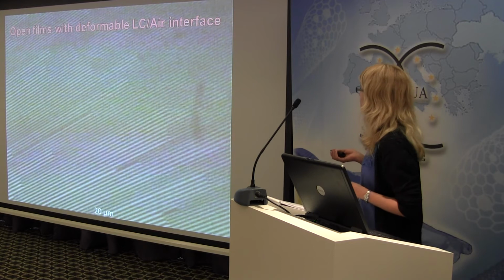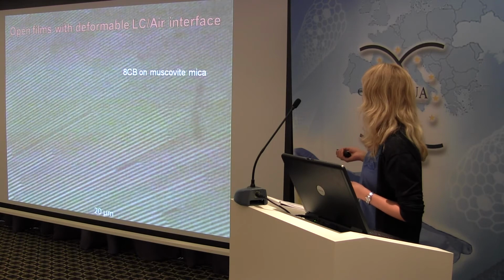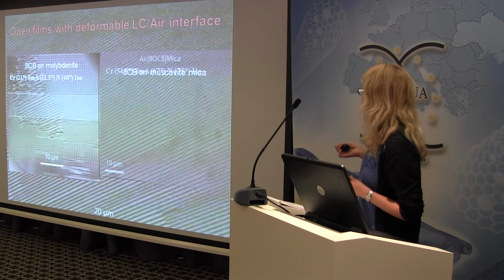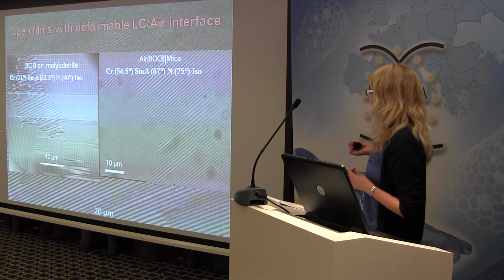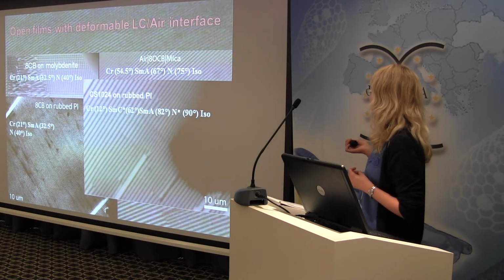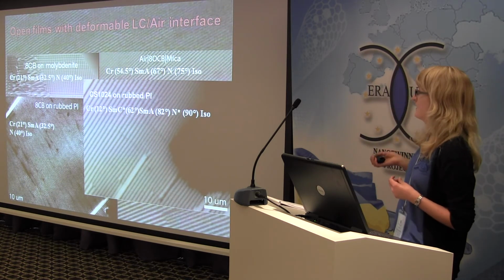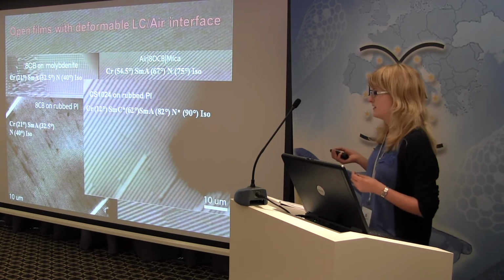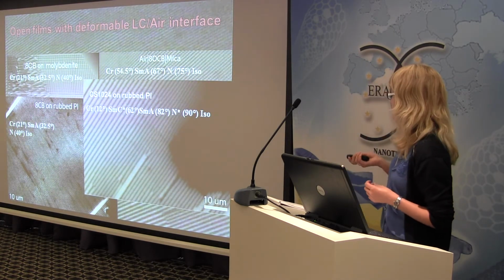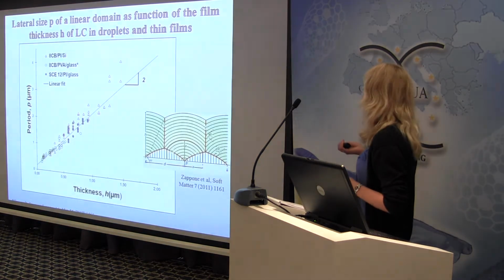So as you can see here from our experiment for HCB on muscovite mica, for HCB on molybdenite, for 8OCB on mica, for HCB on rubbed polyimide, and for CS1024 on rubbed polyimide, we can observe the same arrays of one-dimensional liquid crystal defects, and also for SCE12.